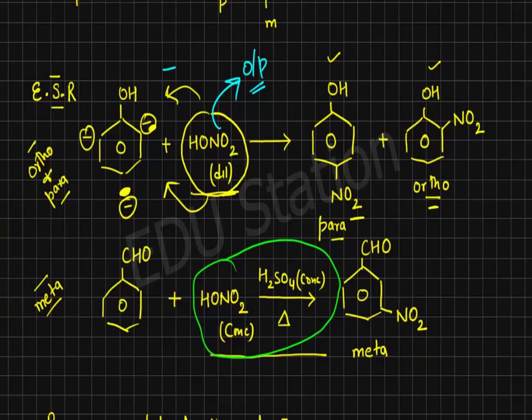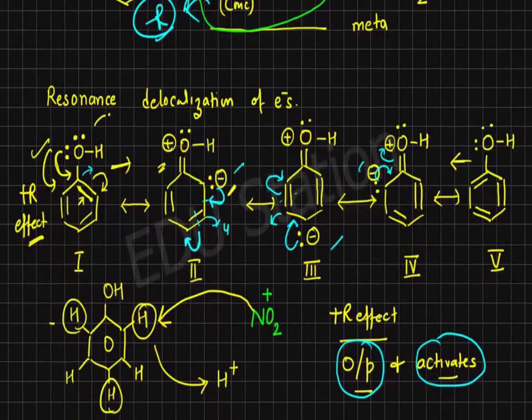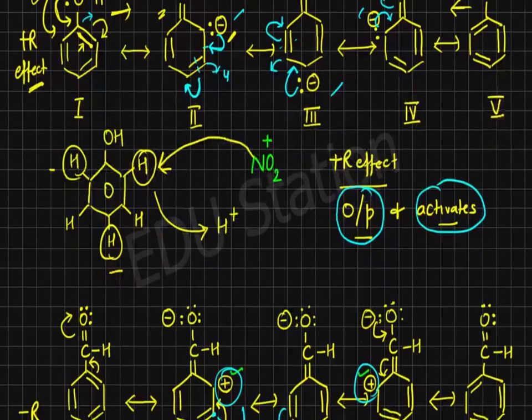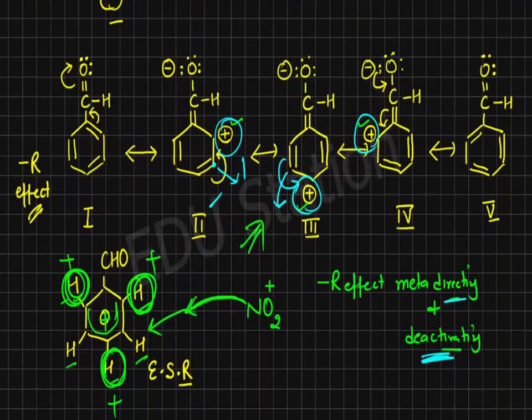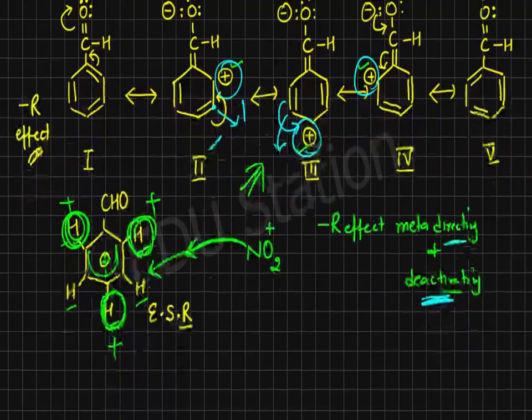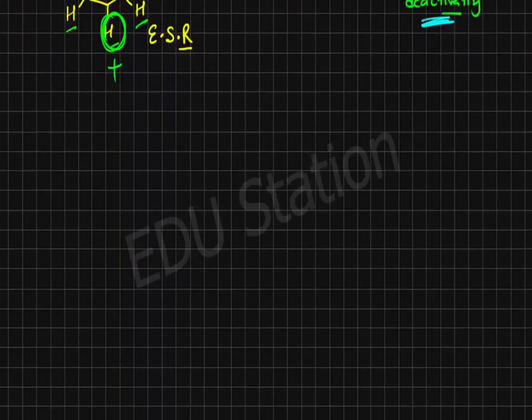Your simple answer is due to the plus R effect. Why is this not occurring easily? It requires drastic conditions, and why then also does the new group come at meta? Because benzaldehyde tends to show the minus R effect. This topic is very important. Do practice drawing these resonating structures at least 5-7 times to perfect this. Now, let us see how this is given in your book.